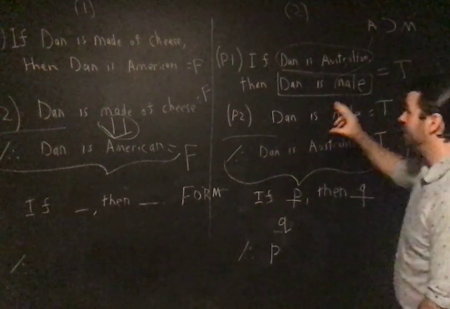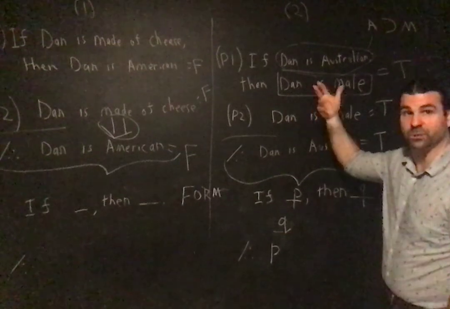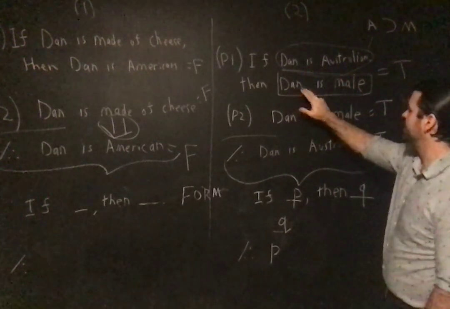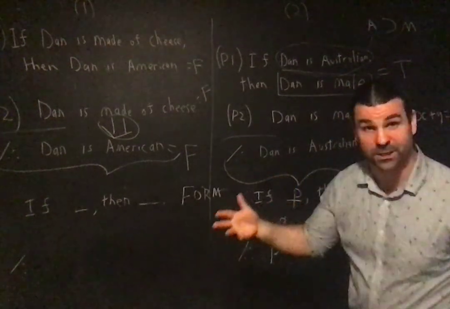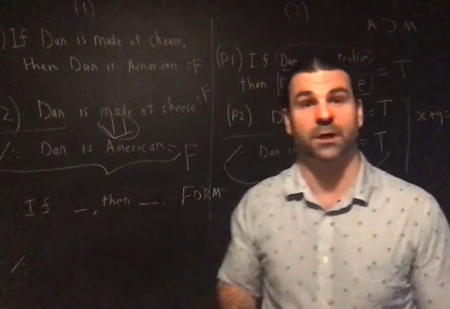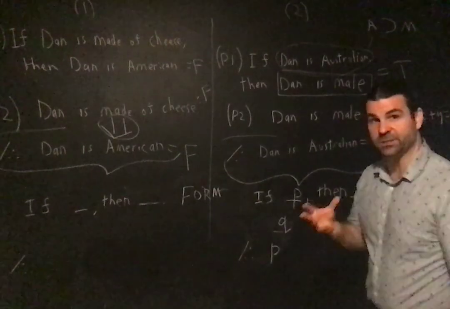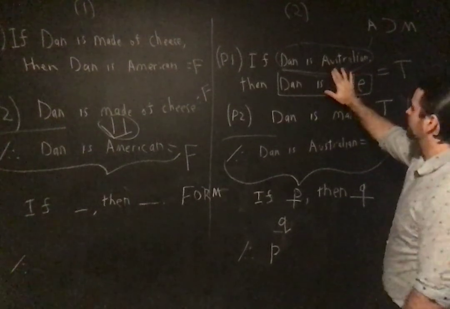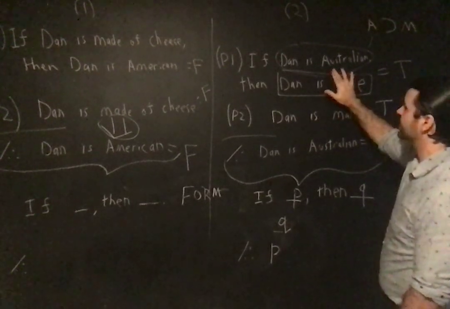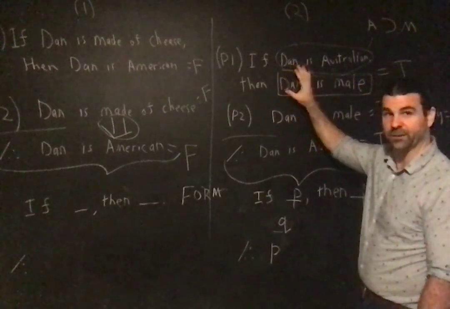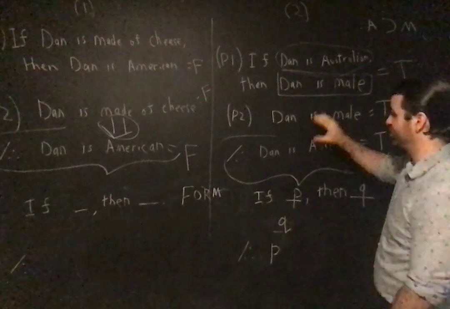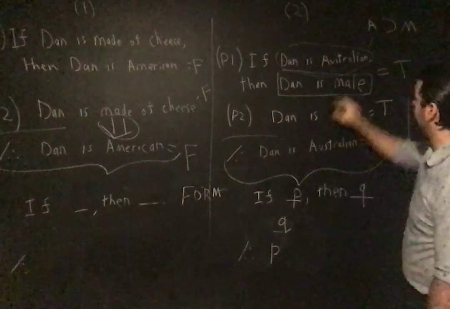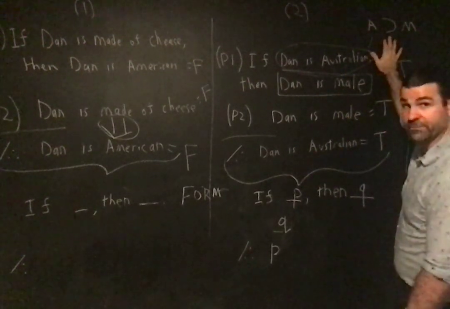What you do is identify the simple sentences. We'll learn this in Unit 2. Simple sentences are Dan is Australian and Dan is male. There's a specific criterion for identifying sentences as components of other sentences, but that's for Unit 2. You'll recognize these as simple sentences. And then we've got the form: if blank, then blank, or if P, then Q. That's the form, and the hook is the symbol for if-then.